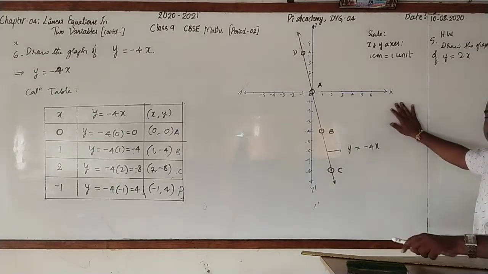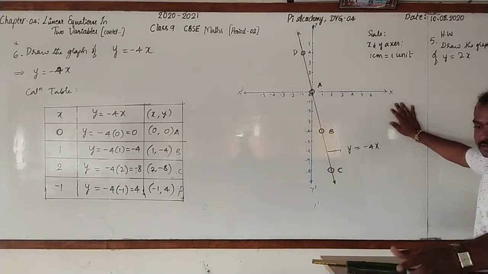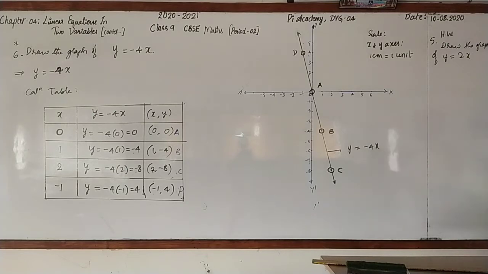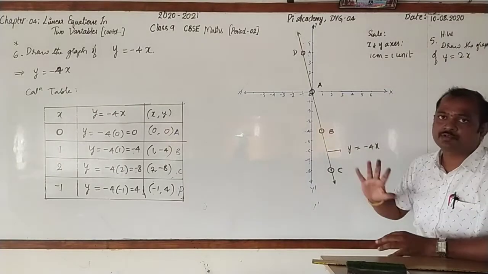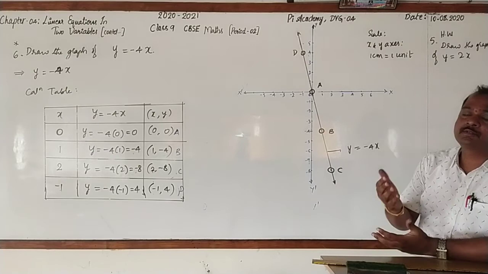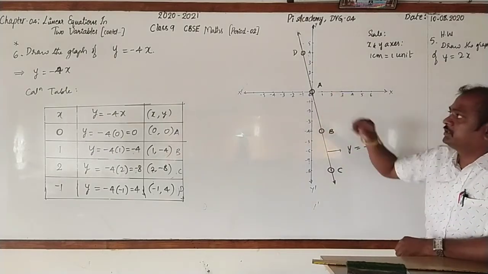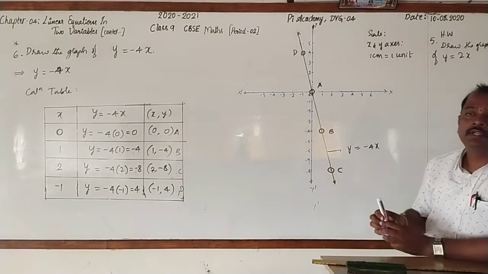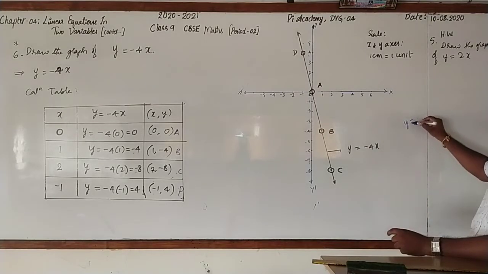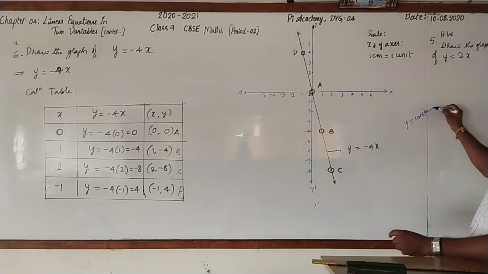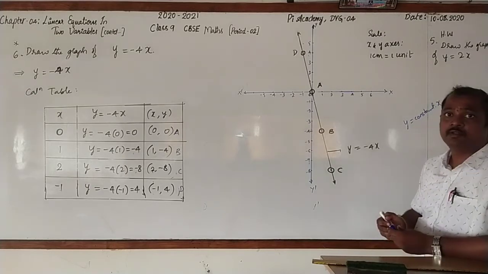Another point. Just go for answering my question. First step, what is the nature of this graph? It is a straight line, right? Where has it passed through? Even this has passed through the origin. Why? Because it is in the form of y equal to constant into x, right?